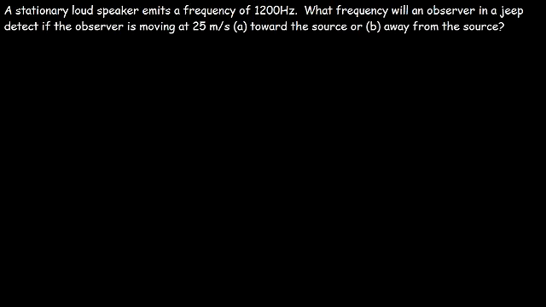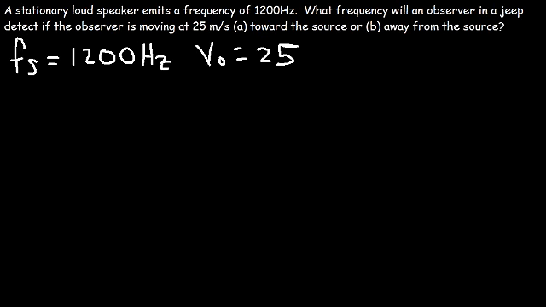A stationary loudspeaker emits a frequency of 1200 hertz. So this is the frequency of the source. What frequency will an observer in a Jeep detect if the observer is moving at 25 meters per second? So VO is 25. VS is 0 because the source is stationary. And for part A, the observer is moving towards the source. So let's say this is the source, and here is the observer, and he's moving this way.